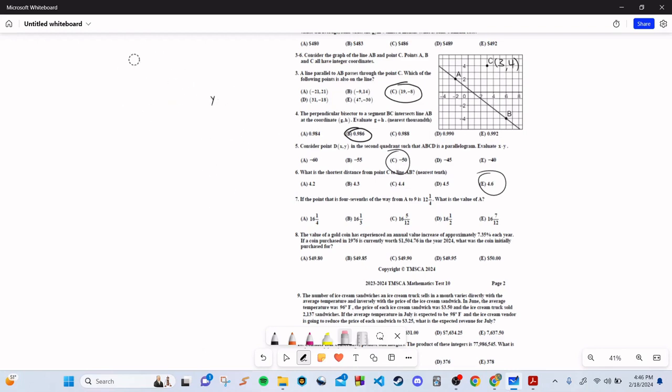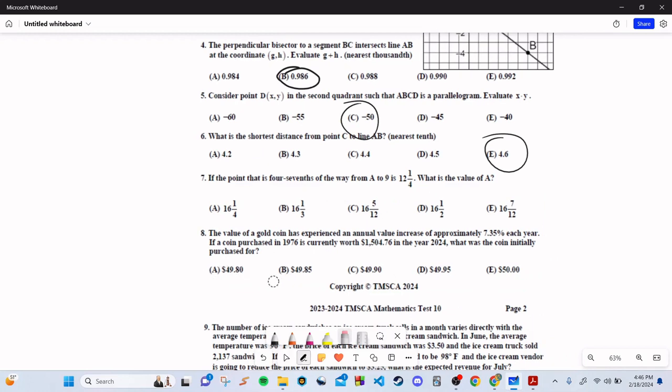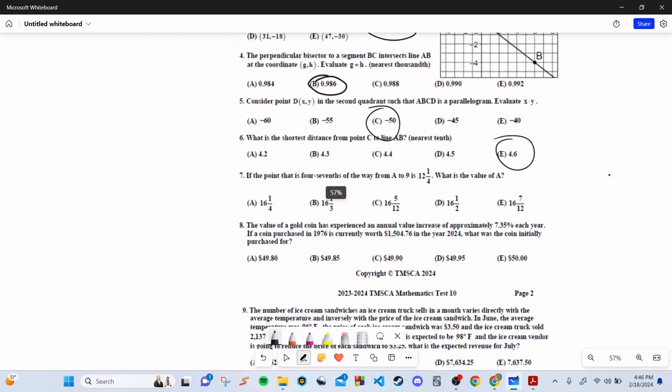So moving on to question 7. If the point that is 4/7 of the way from A to 9 is 12 1/4, what is the value of A? All right. So if we think about this on a number line, the point 4/7 of the way from A to 9 is that. Okay, so we'd have 9 here, and we'd have A be somewhere over here.